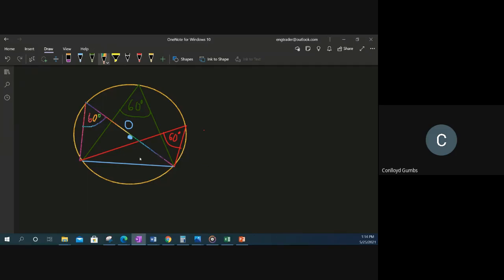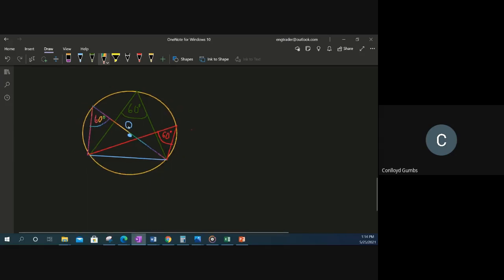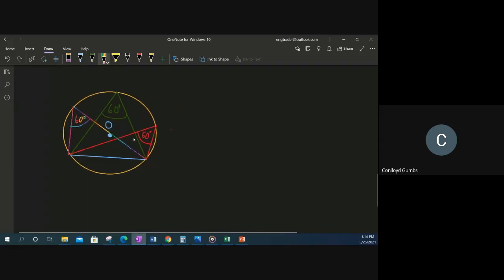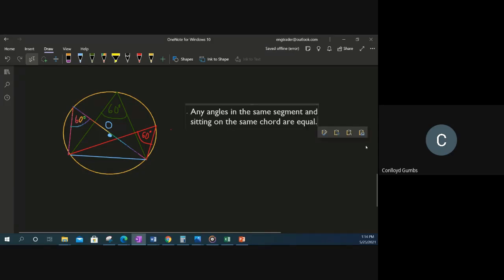Okay, so this here is that theorem. Once you have angles sitting in the same segment and they are sitting on the same chord, they would equal the same angle. The angles would definitely be the same. All right. So we could put it in words and say any angles in the same segment and sitting on the same chord are equal. Okay, so that's the next theorem there.